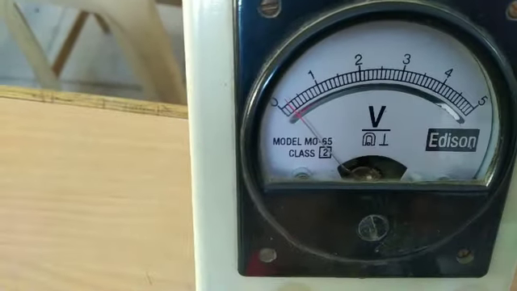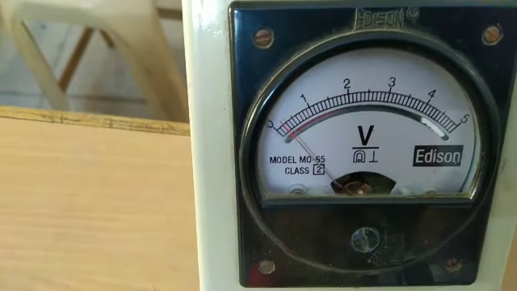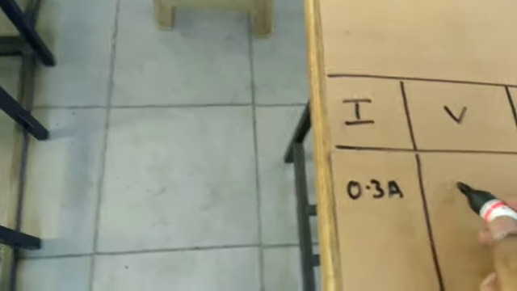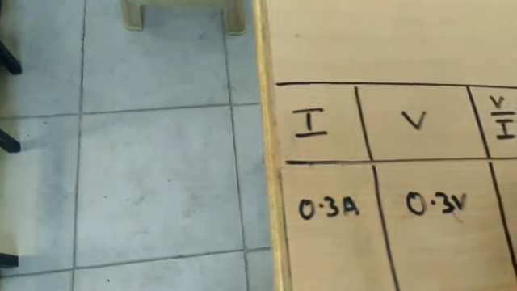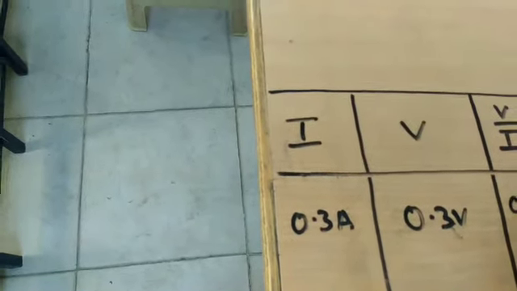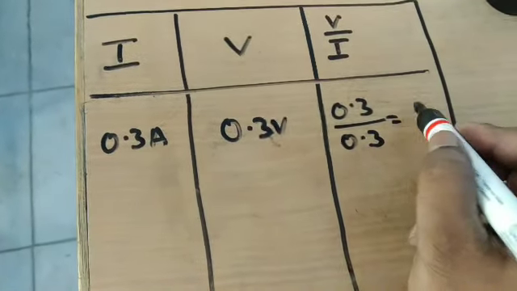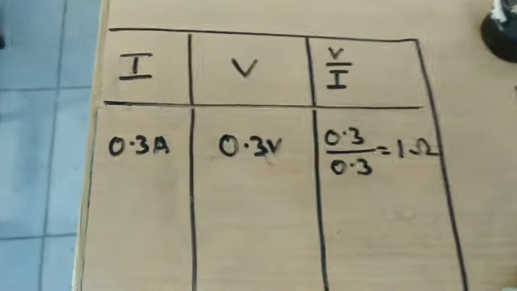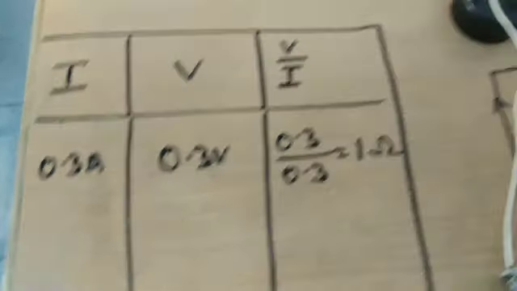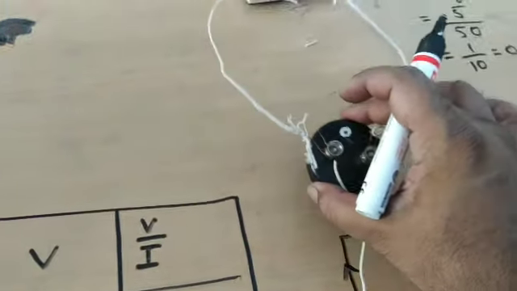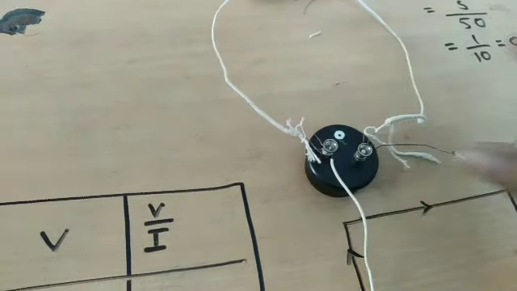Now what is the reading here? It is represented on the third line. So again it is 0.3 volts. So what is V by I value? 0.3 divided by 0.3. So what is the resistance of this resistor? It comes out to be 1 ohm. So the value of this particular resistor here is coming out to be 1 ohm.